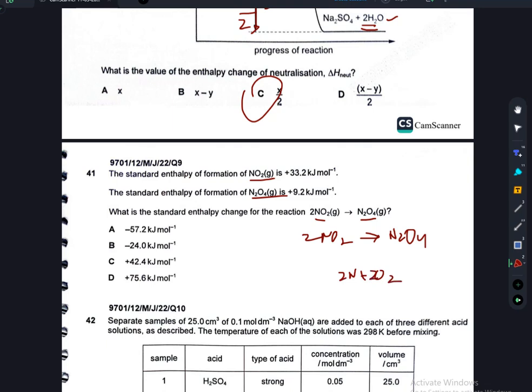So 2O2 in this way and in this way. Now according to this, the formation of NO2 is 33.2. But there are 2 NO2 being formed, so you multiply 33.2 with 2, because there are 2 formed. So this side is 66.4, and N2O4 is obviously 1 formed, 9.4.